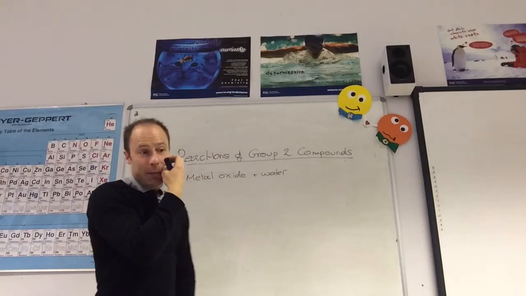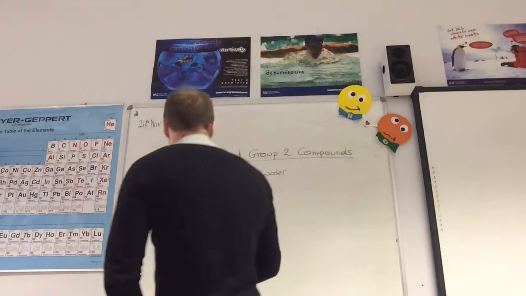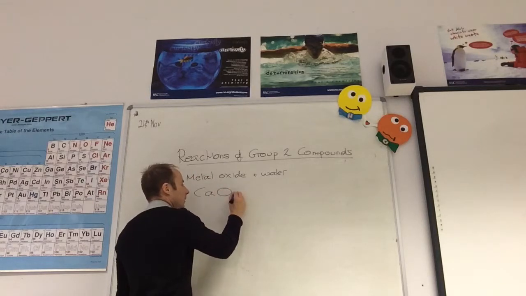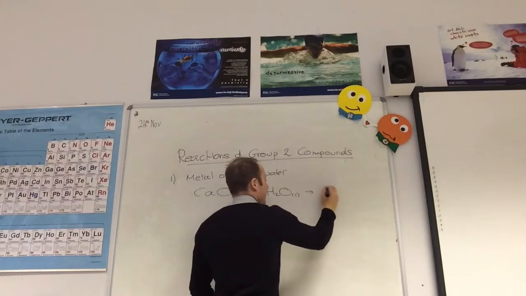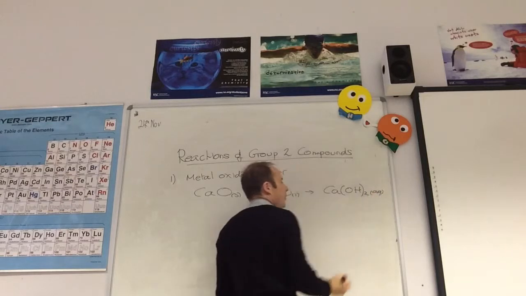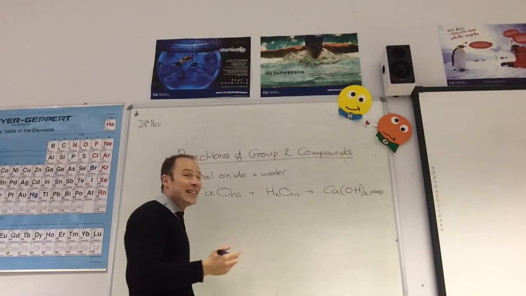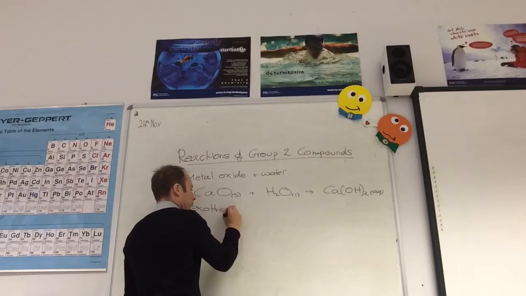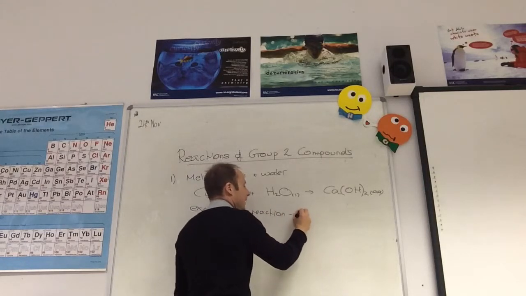And again, we're just going to pick calcium for our example. Very easy. Calcium oxide as a solid plus water liquid gives me calcium hydroxide aqueous. That's a solution of calcium hydroxide. This is a really exothermic reaction. So it's going to get hot.